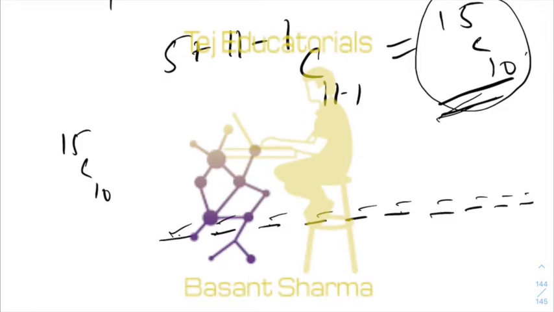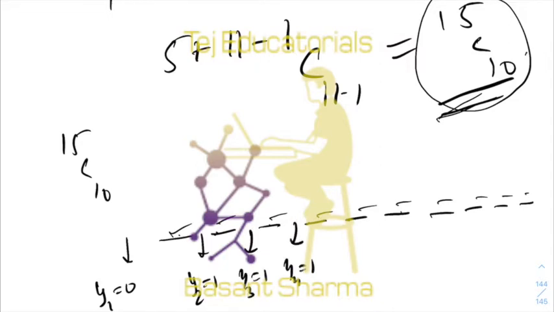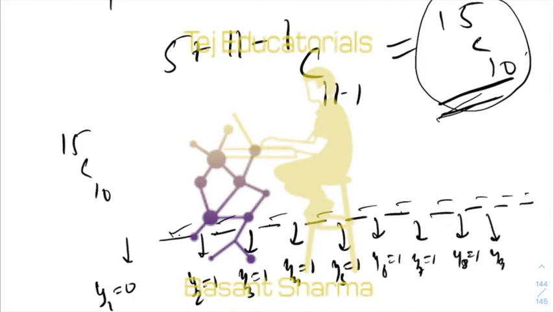Now you see, for example, one of the distributions. Suppose y1 is 0. Let's say y2 is 1, y3 is 1, y4 is 1, y5 is 1, y6 is 1, y7 is 1, y8 is 1, y9 is 1.